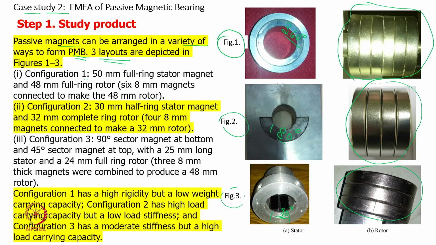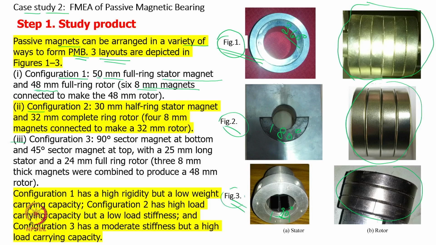And then what is configuration 1? This is what I am showing. Figure 1 is configuration 1, figure 2 is configuration 2, and figure 3 is configuration 3. Now, what is the figure 1 configuration? We use a 50 mm full ring stator magnet, the full ring, the 360-degree, that is what I have been mentioning here. The rotor is also utilized as a full ring, with a 48 mm OD, and we use 8 mm thickness magnets, 6 magnets, to make it 48 mm in length.